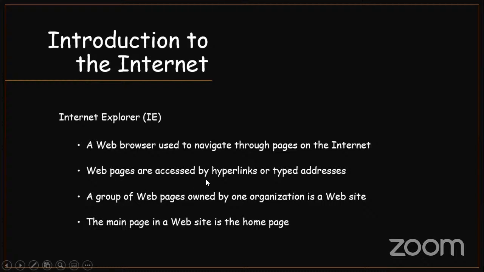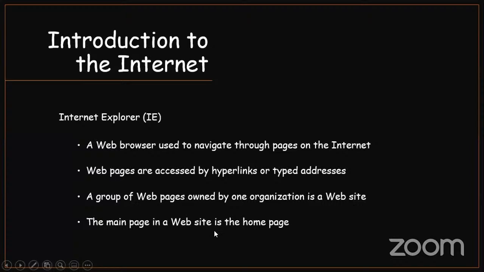Web pages are accessed by hyperlinks or typed addresses. A group of web pages owned by an organization is called a website. So if you go on a web browser and you find that there are multiple pages owned by one organization or one person, that is called a website.